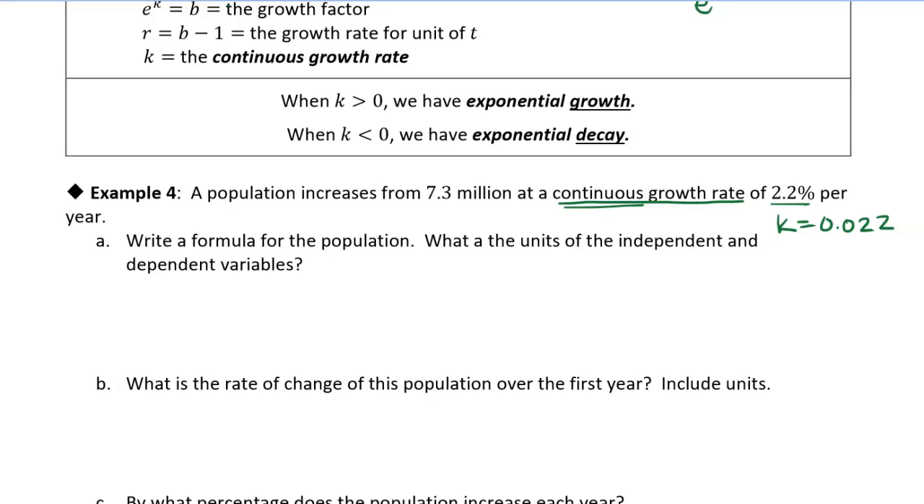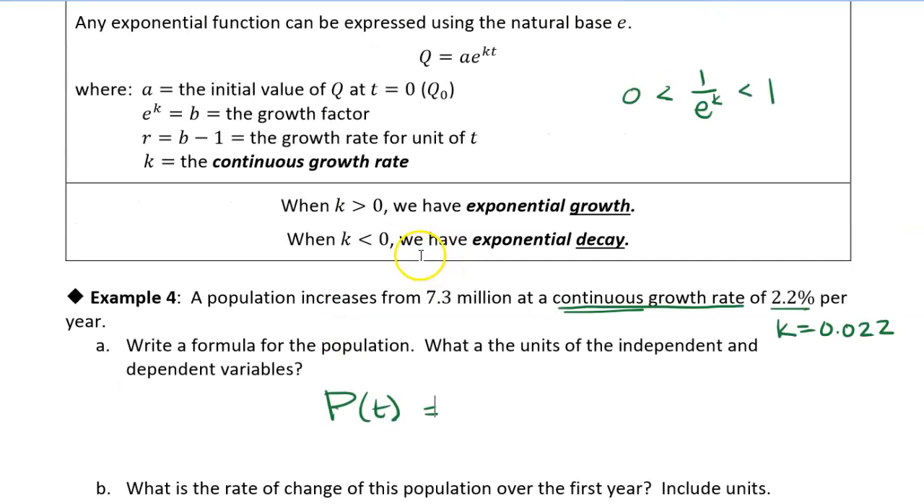We want to write a formula for the population, and we also want to tell what the units are of the dependent and independent variable. I'm going to call it P for population. I know we used P for principal before, but I'm going to use P for population since it's a function. We'll say that P is a function of t, and I'm going to put it in the form that I have up here, because I'm given the continuous growth rate.